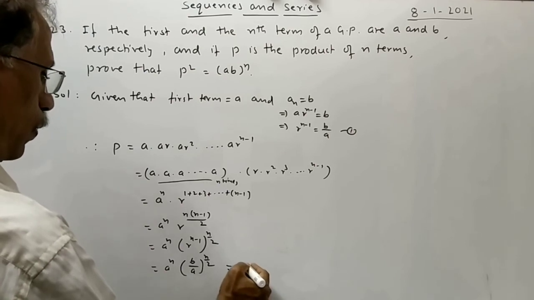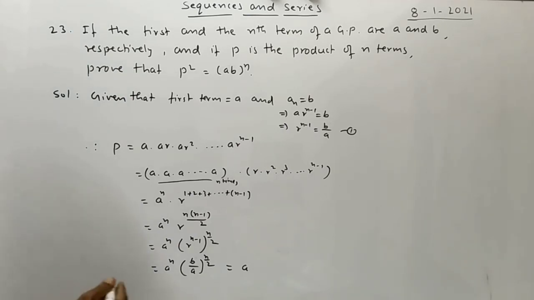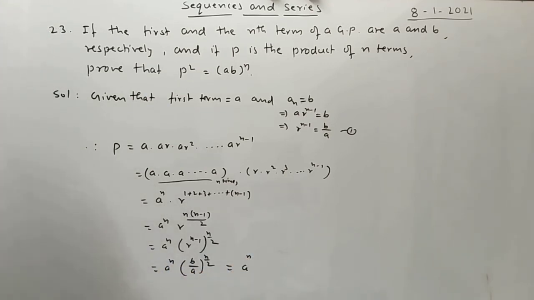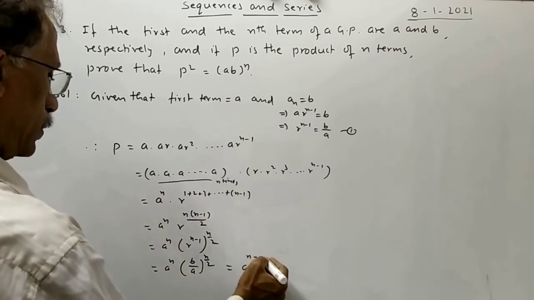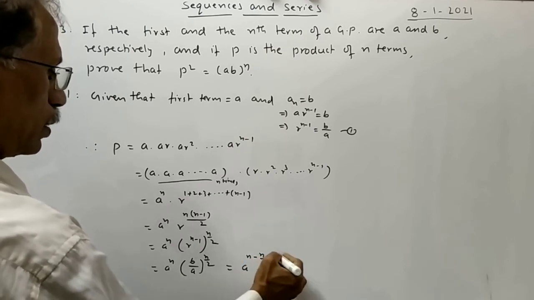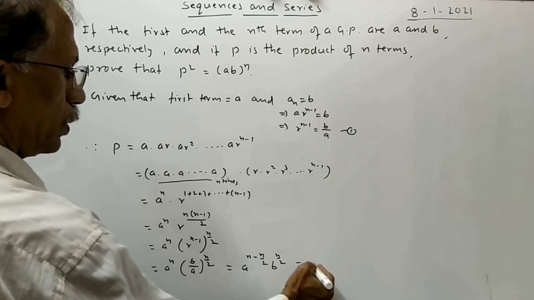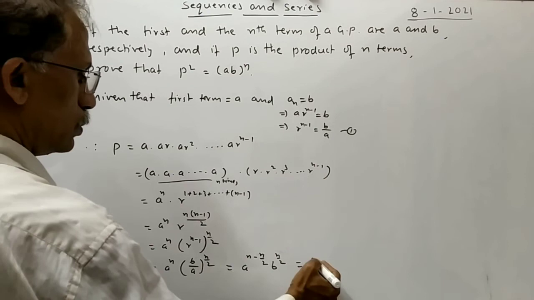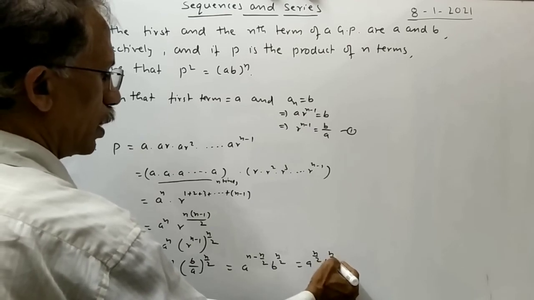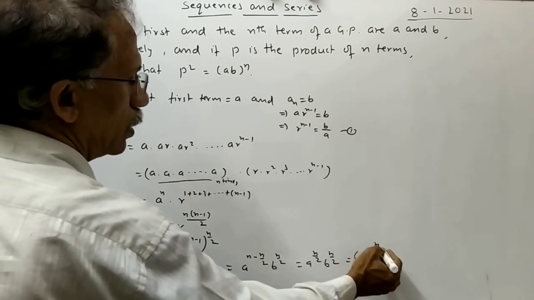Is equal to a raised to the power n minus n by 2 into b raised to the power n by 2, is equal to a raised to the power n by 2 into b raised to the power n by 2, is equal to ab whole raised to the power n by 2.